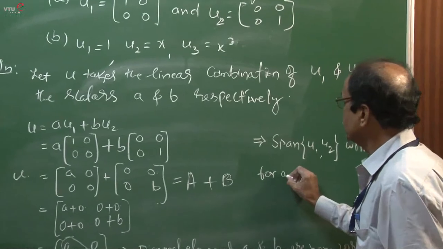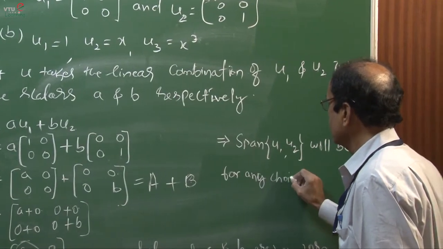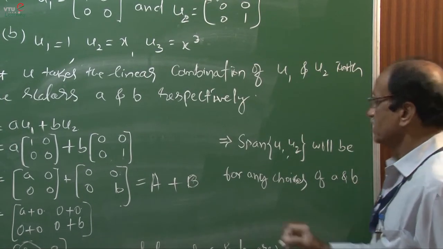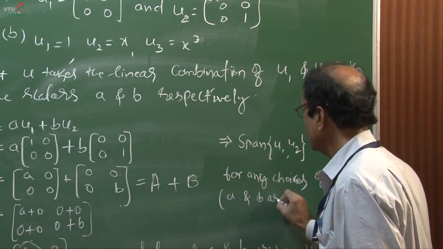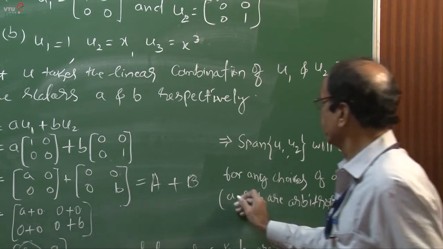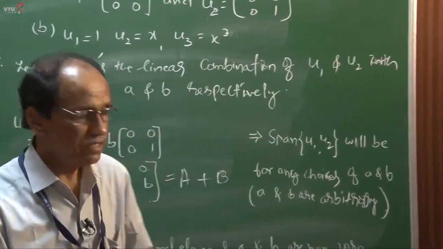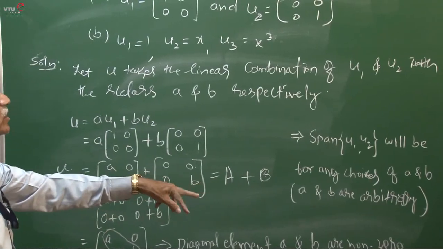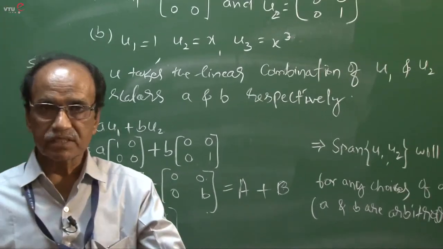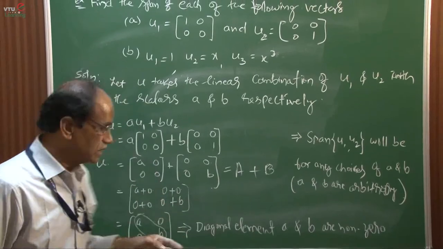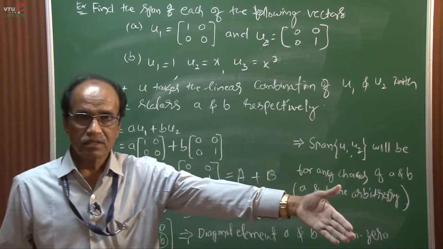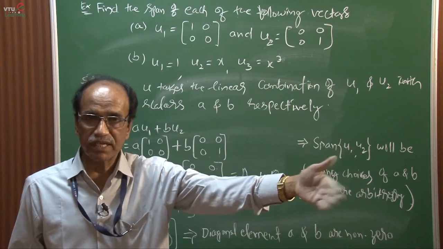But for any choices, because here A and B are arbitrary, any choices of A and B, that means A and B are arbitrary. So this we can claim. That means what the value of A and B you are going to assign, in the form of a pair of numbers, this matrix will be the outcome of it. That means A equal to 1, B equal to 1, that is in the diagonal elements, that becomes the unit matrix. If A equal to 2 and B equal to 1, that is diagonal matrix. Diagonal matrix means above are 0 and below are 0.